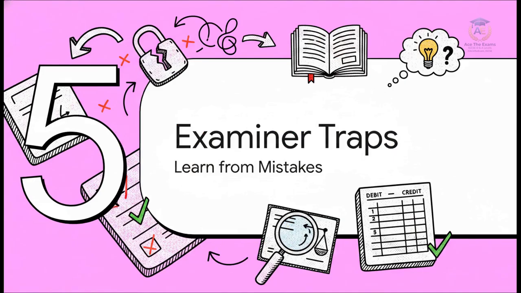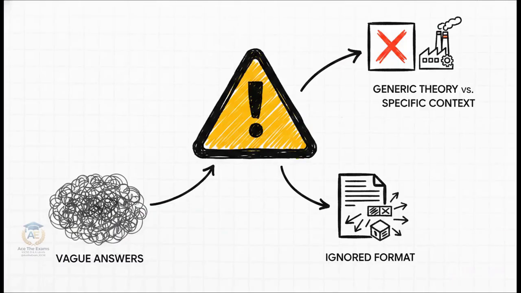Finally, Section 5, Avoiding Top Examiner Traps. Let's learn from the most common past mistakes. For Scene 2 of our visual workshop, I want you to play Spot the Flaw. Imagine a poorly written student answer on the screen. It says, the business should improve its accounting system to make more money. What's wrong there? Everything. These are the precise roadblocks where students needlessly bleed marks year after year.